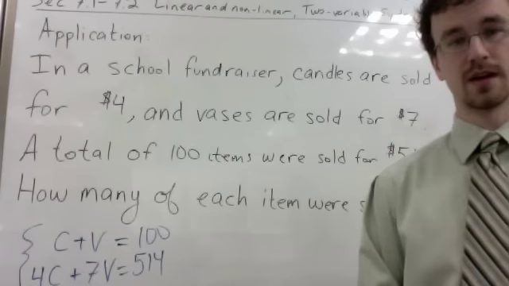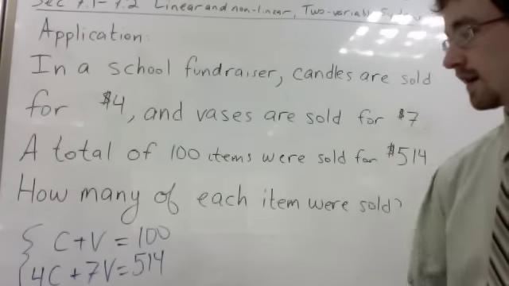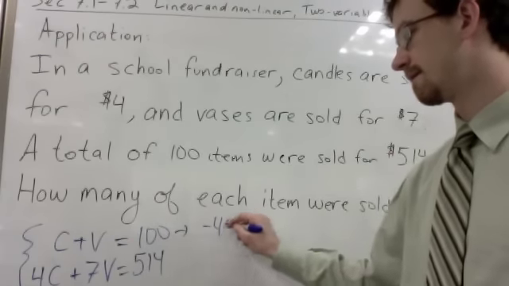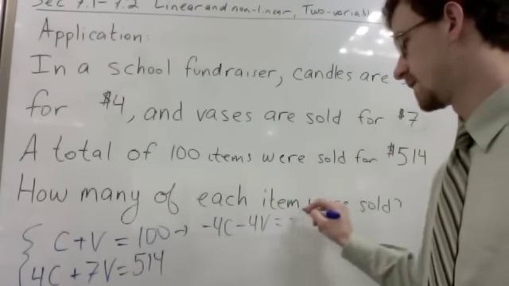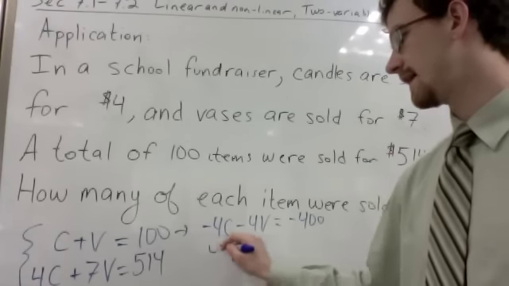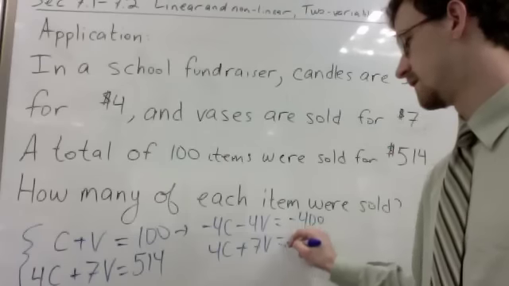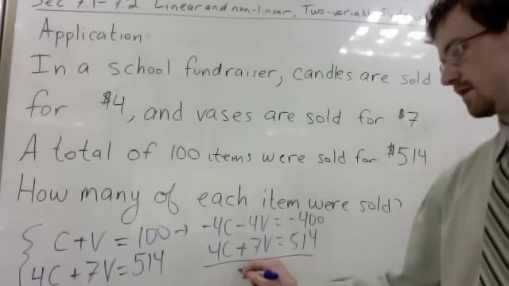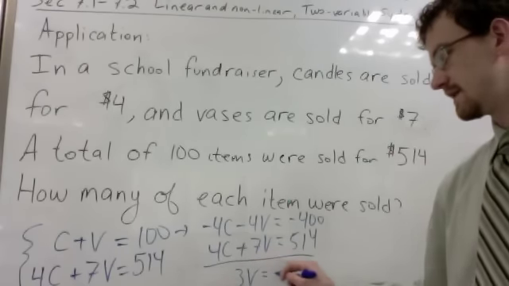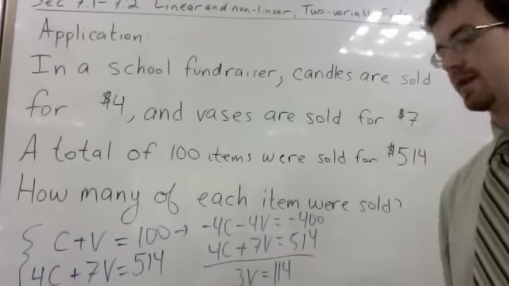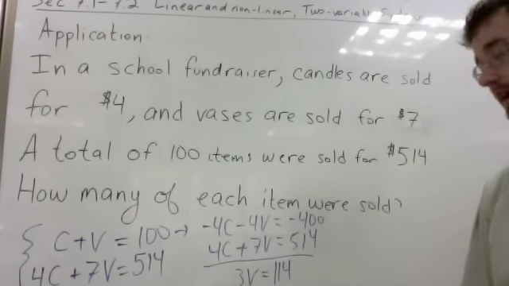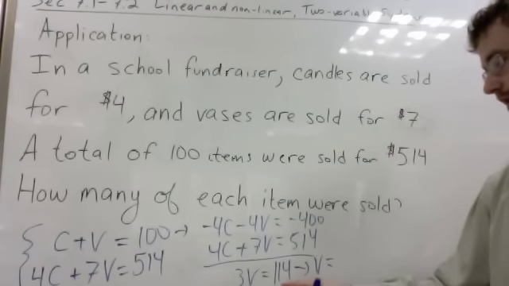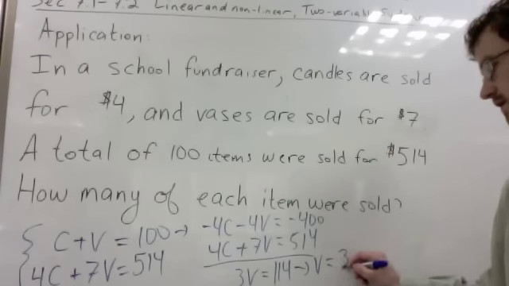Once we have our system, we can go about solving it using whatever method we like. I will use elimination, multiply this first equation by -4, and add it to our second equation. We learn that 3 times the number of vases is equal to 114, and then we just divide by 3 to get that the number of vases sold was 38.